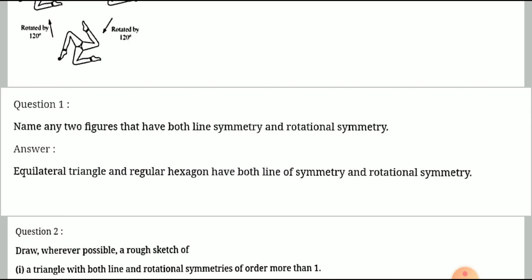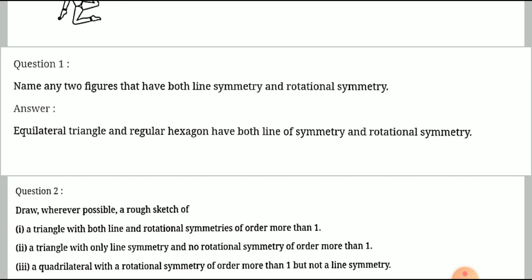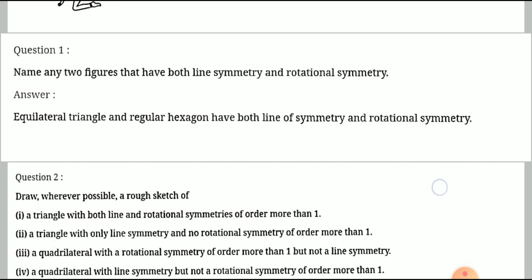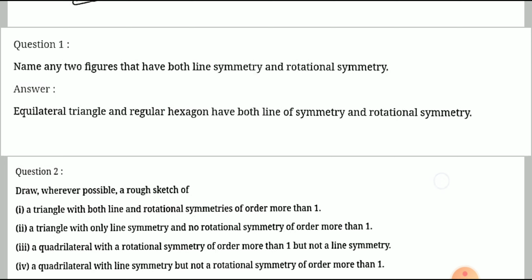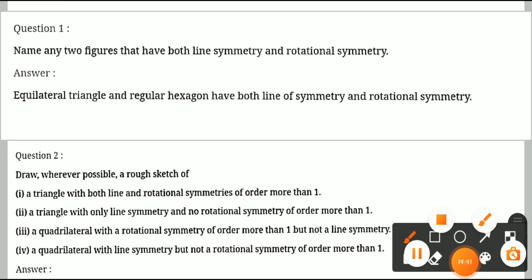Now question number 2. Draw, wherever possible, a rough sketch of: first, a triangle with both line and rotational symmetry of order more than 1. Second, a triangle with only line symmetry and no rotational symmetry of order more than 1. Third, a quadrilateral with a rotational symmetry of order more than 1 but not a line symmetry. And fourth, a quadrilateral with line symmetry but not a rotational symmetry of order more than 1. See the first question. What are they asking?